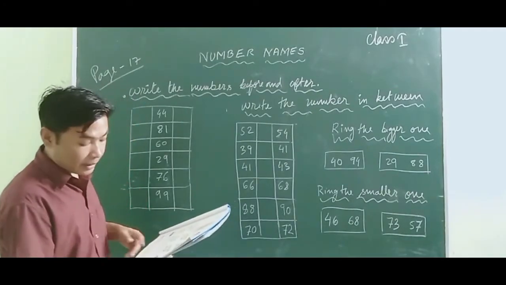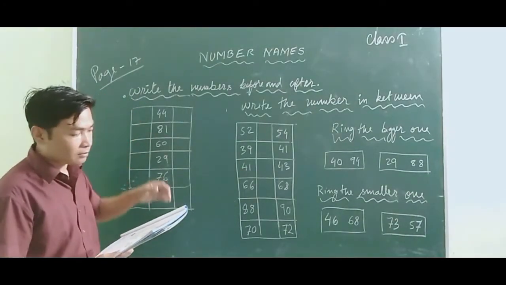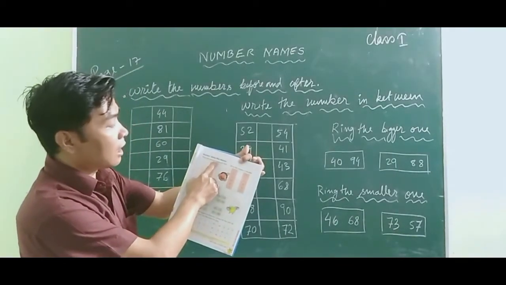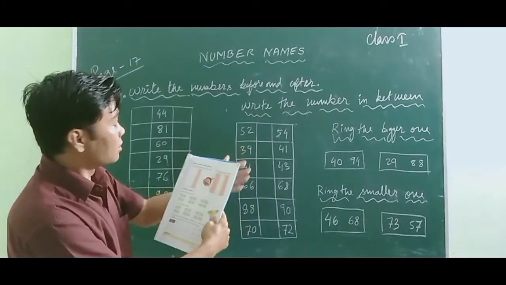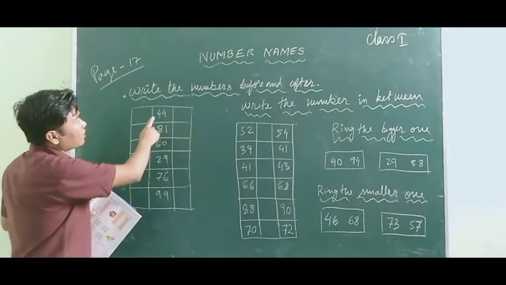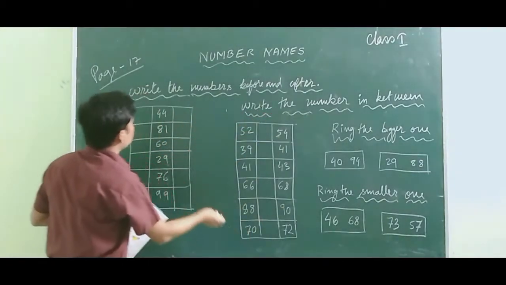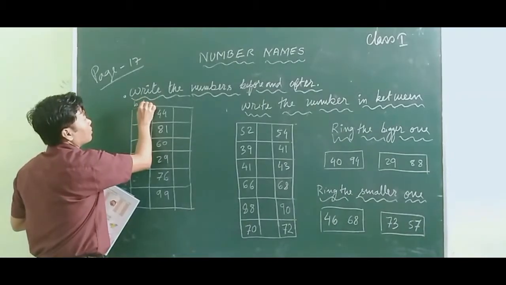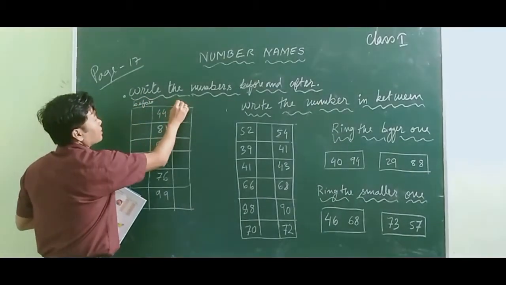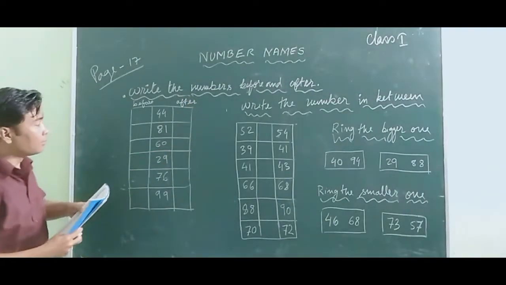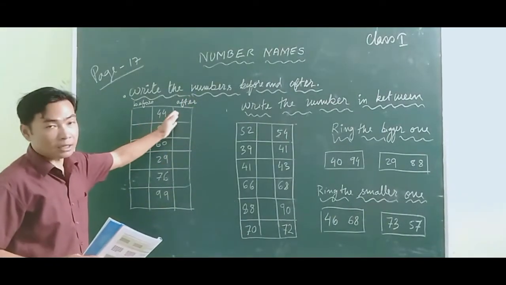Now if you open page number 17, see in the book also, numbers before, after and between. So I have written here some of the questions. Let's do this one. Write the numbers before, after and between. So this is before, and this is after.